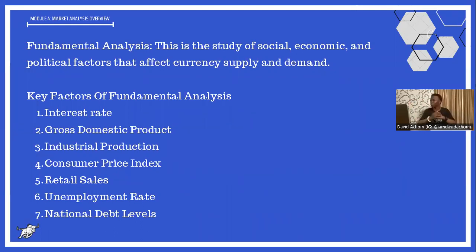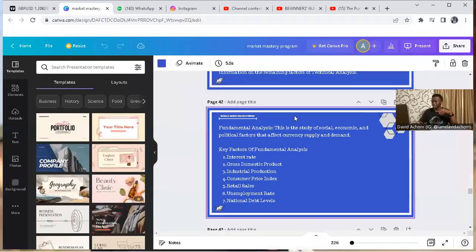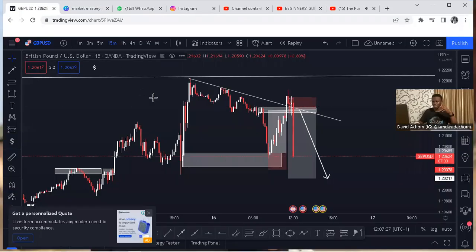So key factors of fundamental analysis, there's the interest rate, there's gross domestic product, industrial production, consumer price index, that's CPI, GDP, unemployment rates, retail sales, national debt level, that's NDL. Then, like yesterday's news that came up, okay, let me look for the analysis. I did an analysis on yesterday's news, and I was able to do a clean one.